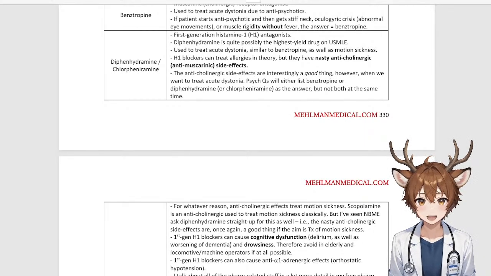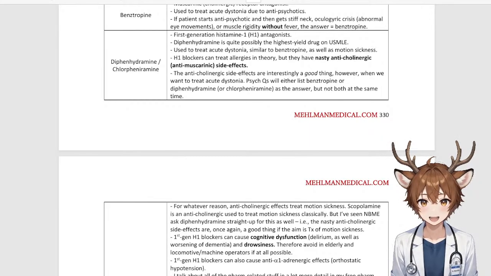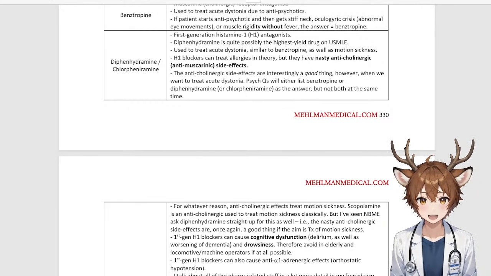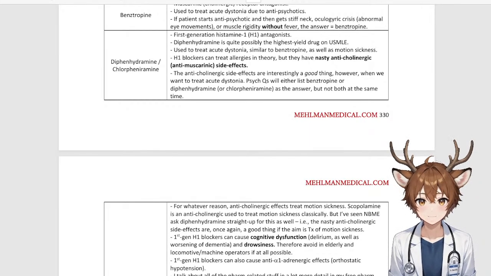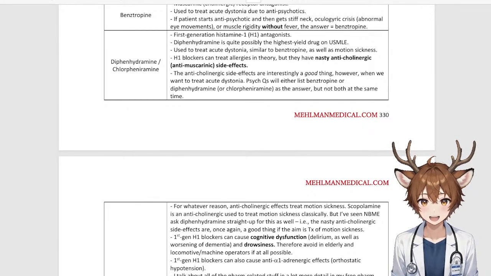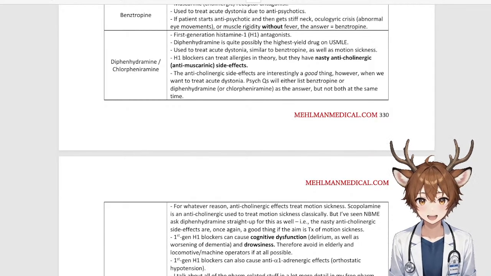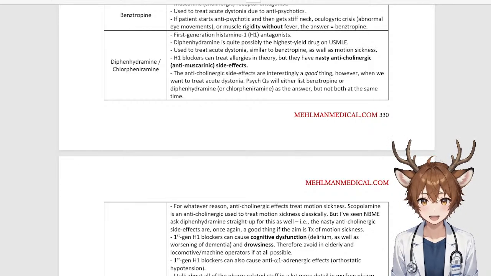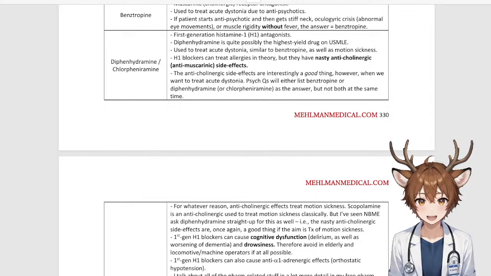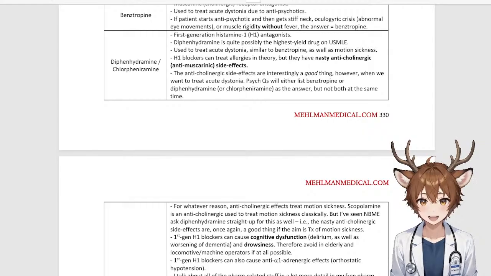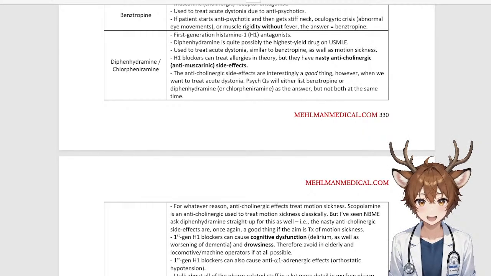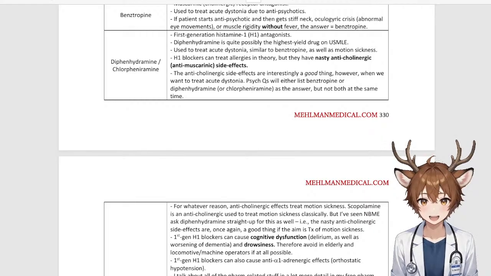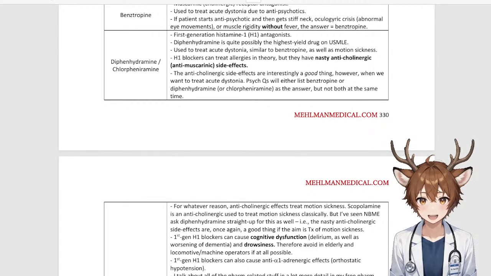Scopolamine is an anticholinergic used to treat motion sickness classically, but I've seen NBME ask diphenhydramine straight up for this as well. The nasty anticholinergic side effects are, once again, a good thing if the aim of the treatment is motion sickness. First generation H1 blockers can cause cognitive dysfunction, delirium, worsening of dementia, and drowsiness. Therefore, avoid in the elderly and locomotive machine operators if possible. It's not good in many cases, again, unless you're trying to deal with motion sickness.